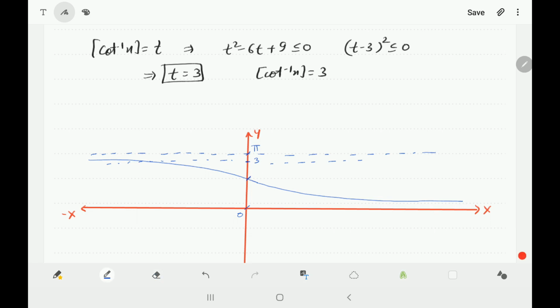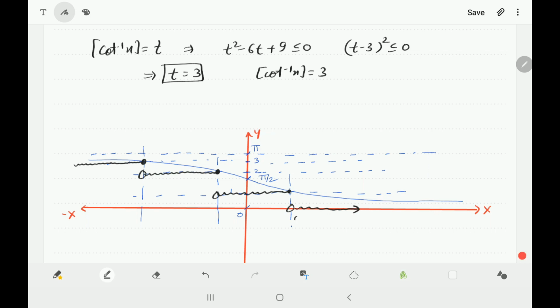The value here is pi by 2. Then you will draw at 2, then you draw at 1. Once you draw the horizontal lines, you have to draw vertical lines at the points of intersection. So I have drawn vertical lines also. Now you have to take the greatest integer. Once you take the greatest integer, this will be 3 here because the values are above 3. Here you will have values as 2. At this point you will have 2. Then here you have the value as 1. Then here you will have values as 0.